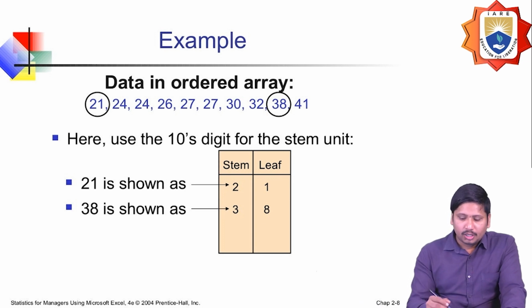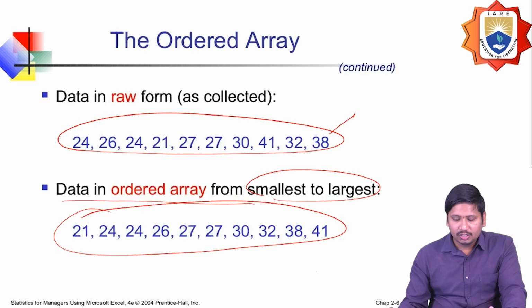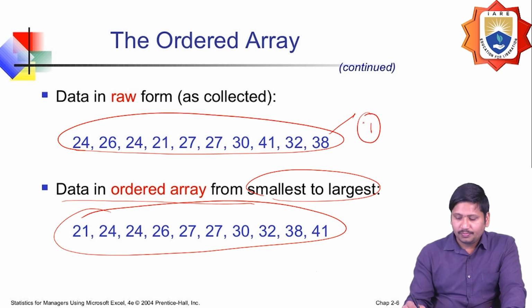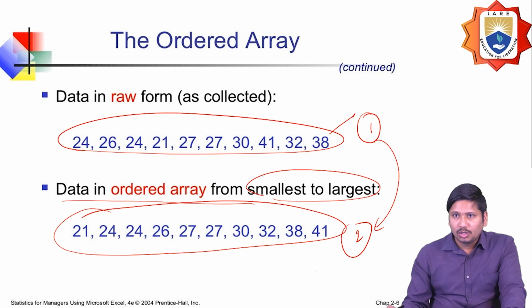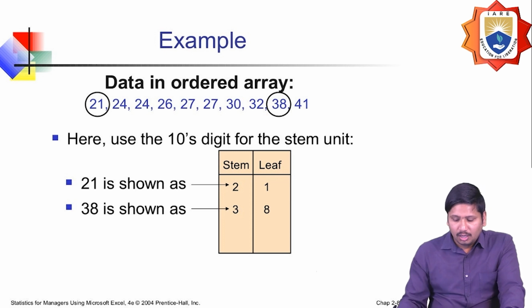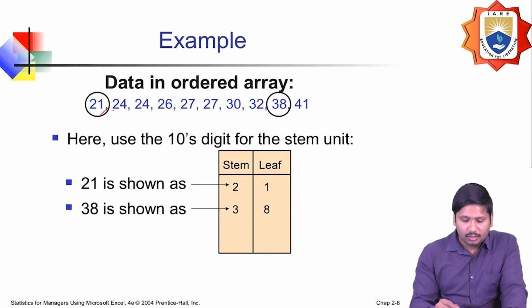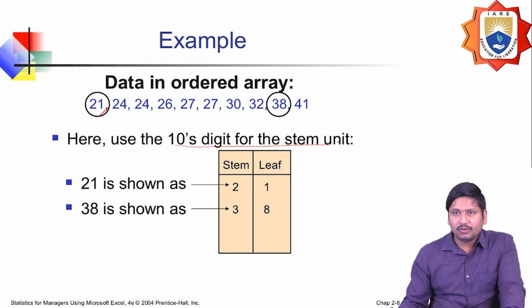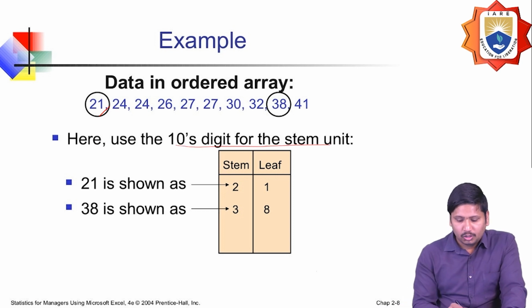So next, suppose initially we have this data, right? So this is the data. Initially, the first step, and then second thing is that we have to sort this into sorted order. Once that one is done, let's take values like 21. Suppose here I'm going to use the 10 digit as the stem unit for that. So the 21 I'm taking.